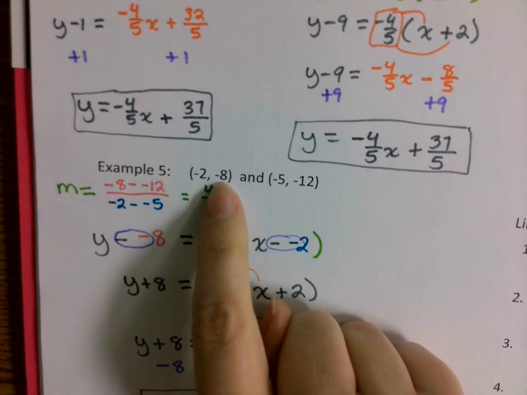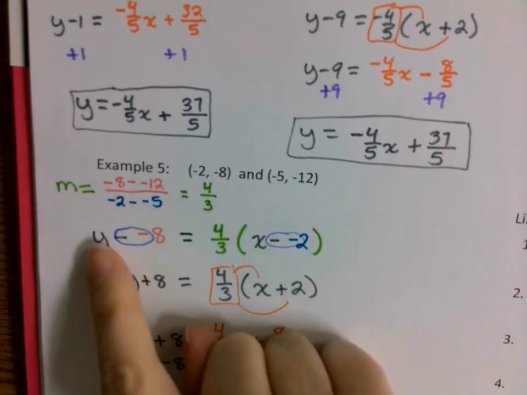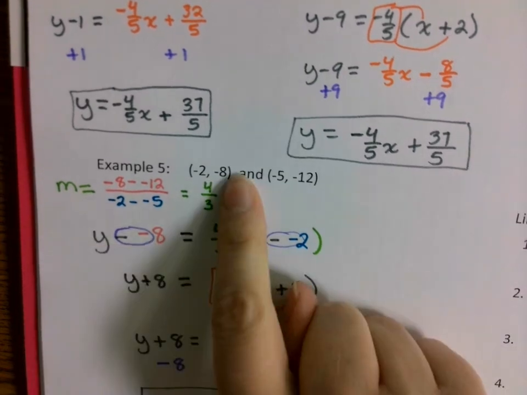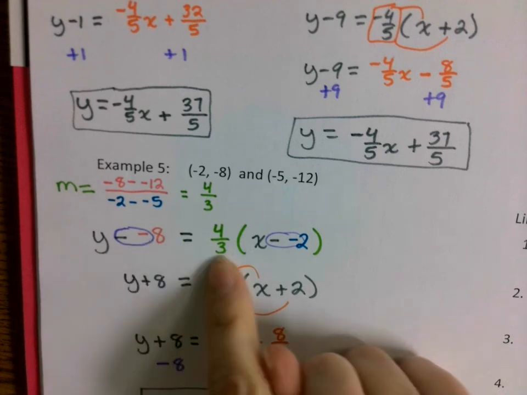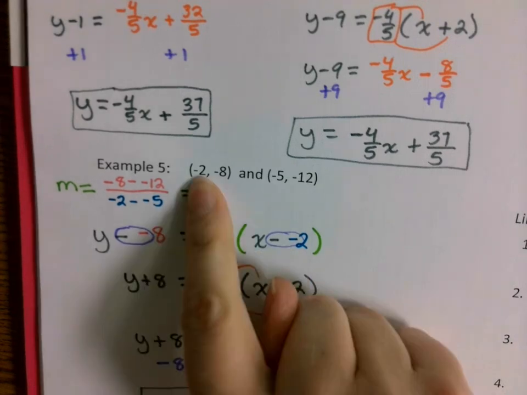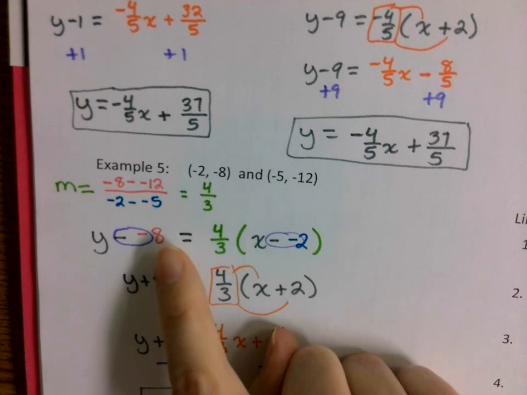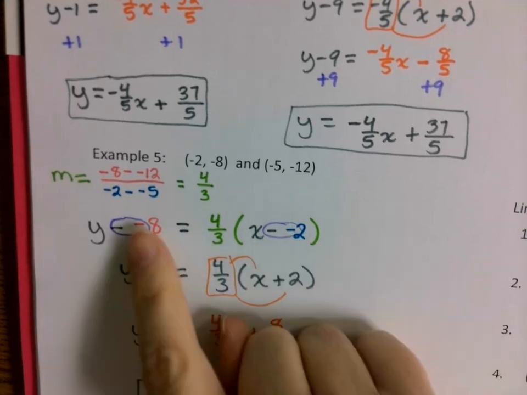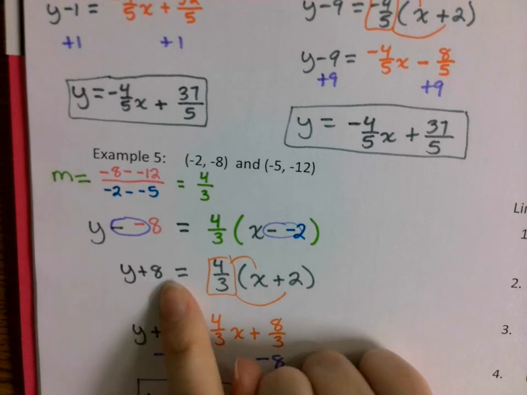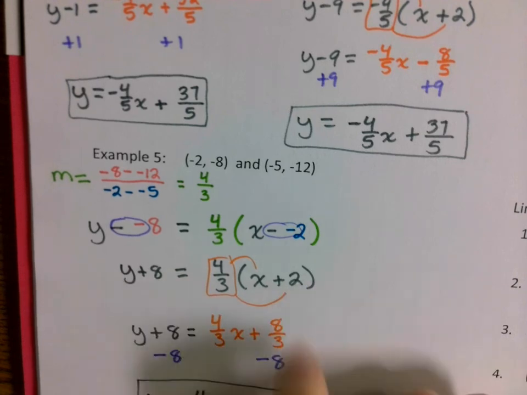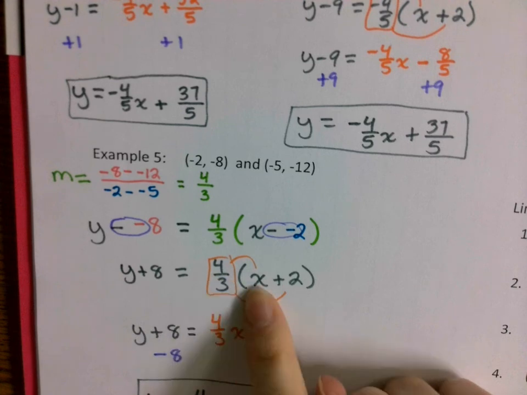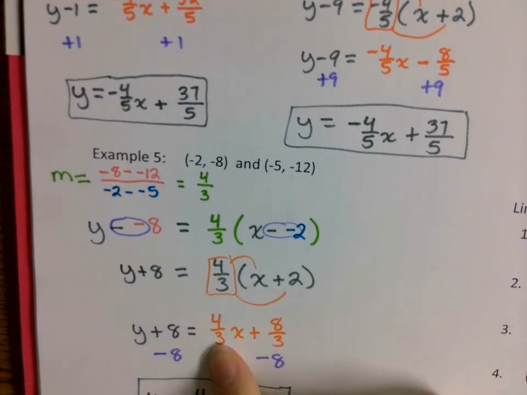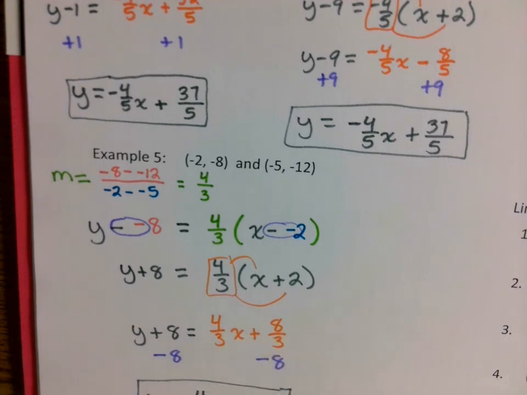So I did y minus my negative 8 is equal to 4/3 times x minus my negative 2. I have double negatives for both the y and the x over here, so I'm going to simplify them to y plus 8 and x plus 2. Then I distribute. 4/3 times x gives me 4/3 x. 4/3 times 2 gives me a positive 8 over 3. I would then have to subtract 8 from both sides.